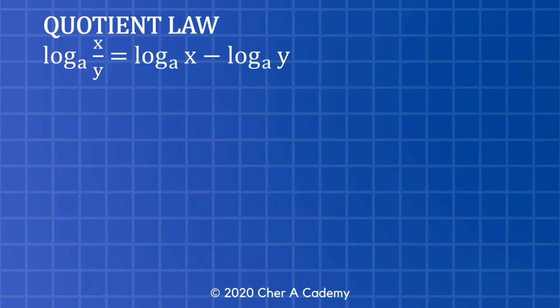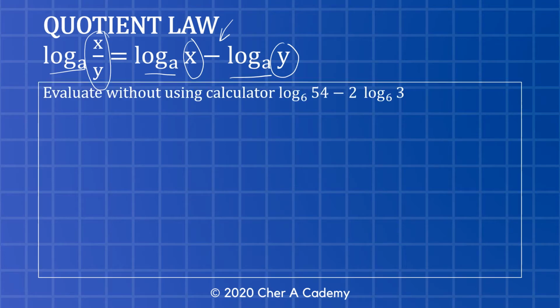Now let's look at the quotient law. So the quotient law is like the product law, just that instead of x multiplied by y, we see here x divided by y, and all of them share the same log, same base. x is in front again. Instead of plus, we get the minus sign, and then y is at the back. So let's look at an example.